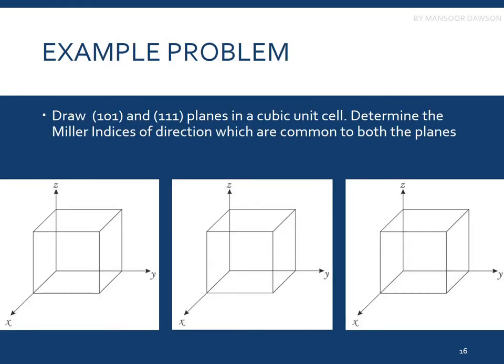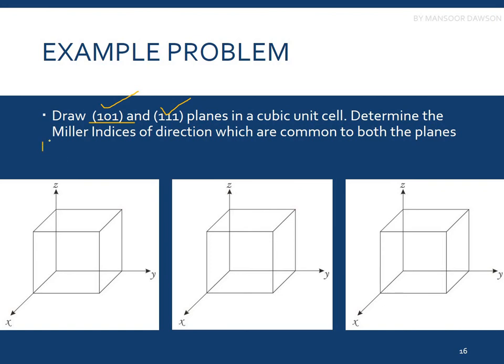It says draw 101 and 111 planes in a cubic unit cell and determine the major indices of direction which are common to both. So what we'll do is first of all plot these two, and then we'll find the common direction between both of them. I'll draw the first one with yellow and the other one with orange. So 101 I'll be drawing.